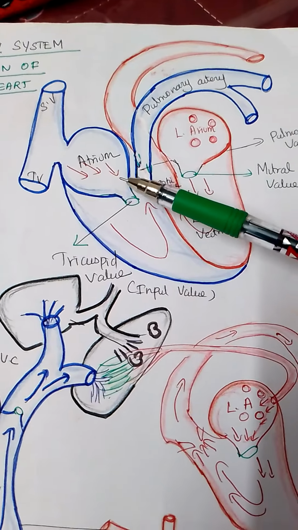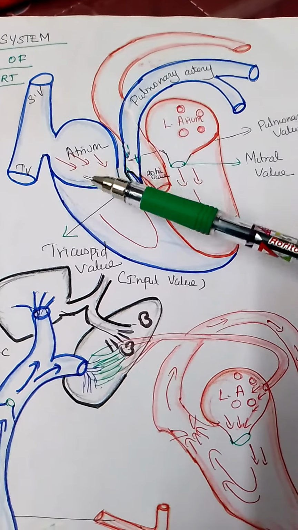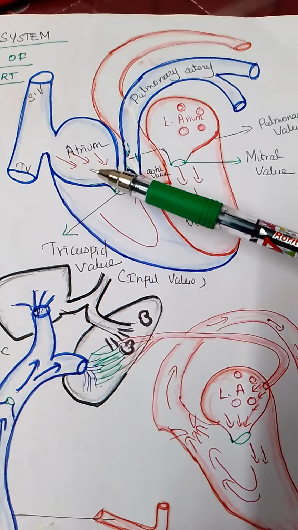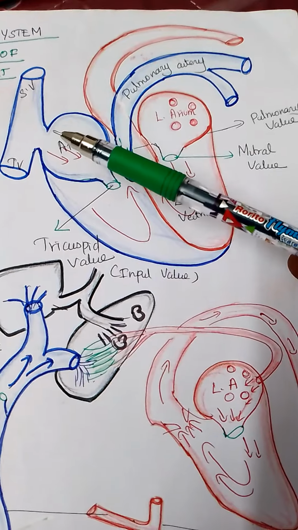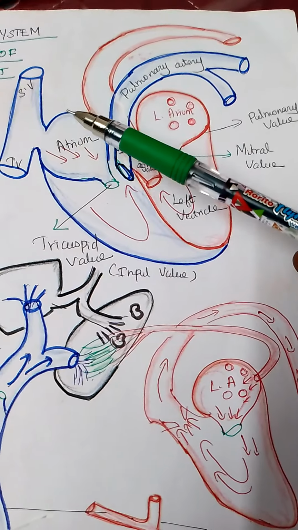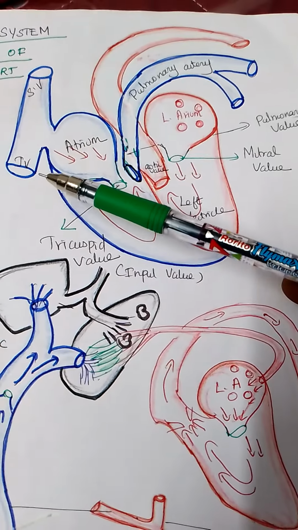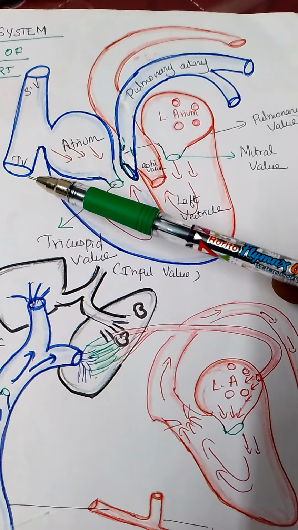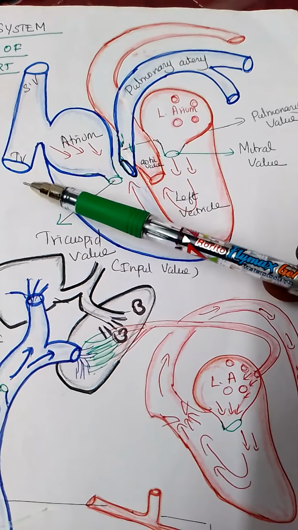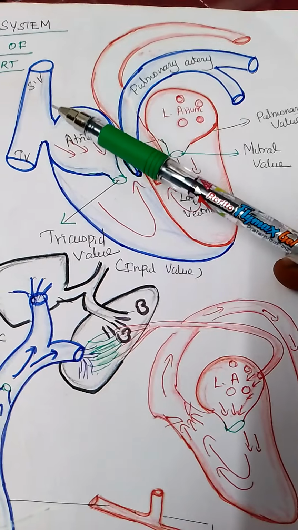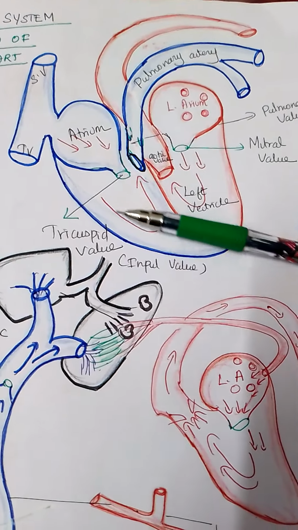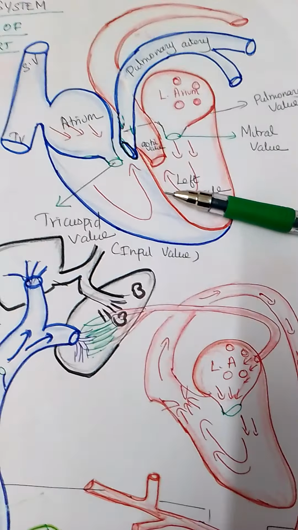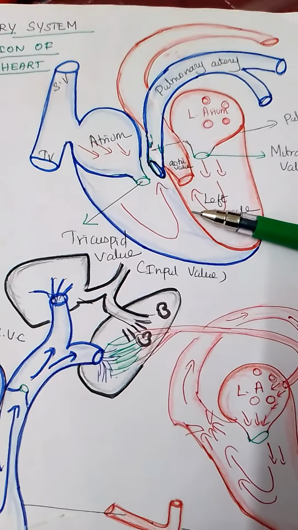It starts from the right atrium. The right atrium receives the blood from the body. It has two vena cavas, the inferior vena cava and the superior vena cava. The inferior vena cava collects the deoxygenated blood from the lower portion of the body, and the superior vena cava collects the blood from the upper part of the body. So the right side of the human heart has the impure blood.